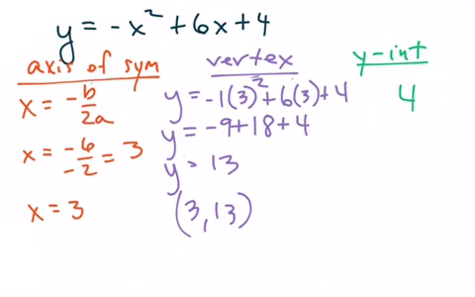Ethan? Okay, it's a leading coefficient of -1. So at -1, we replace the a with -1. -1 times 2 is -2.